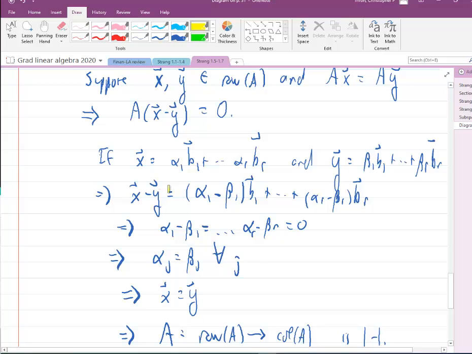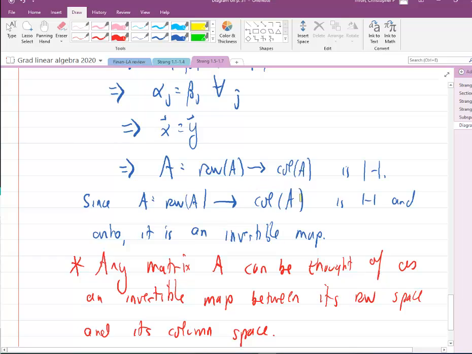All right. Now, the only way that X minus Y can be 0 is if all of the coefficients are 0. Okay, so all the coefficients of this combination are 0. That means a_j equals b_j. That means X equals Y. Okay, so the only way to get AX equal to AY is if X equals Y. So from the row space to the column space, A gives a 1-to-1 and onto mapping. Now this is quite incredible because A itself may not be invertible.